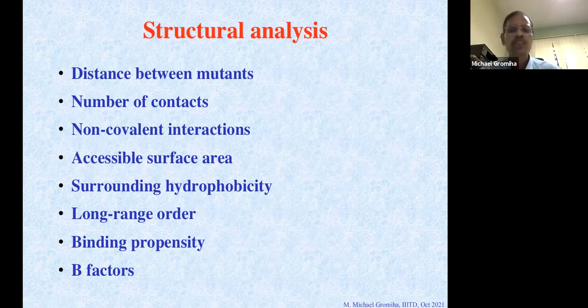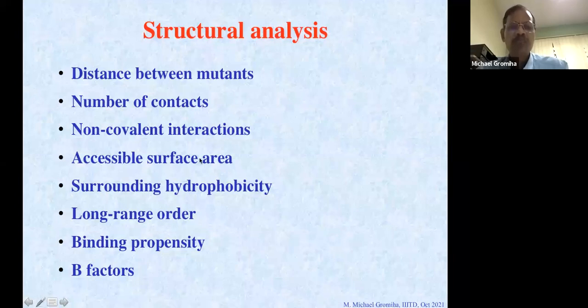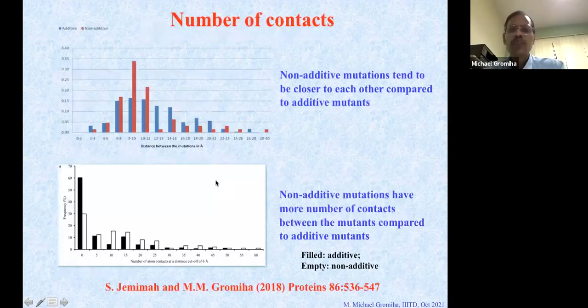To understand the additivity effects, we use the known structures, right? And we did the structure analysis like the distance between the mutations, the number of contacts for each mutation, different types of non-covalent interactions, accessible surface area, whether hydrophobicity has an influence, binding propensity, B-factors, and so on. Here I show the example, here the number of contacts.